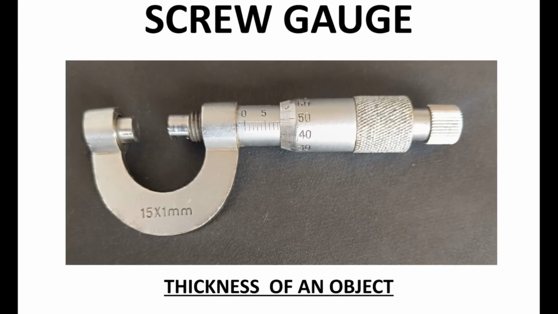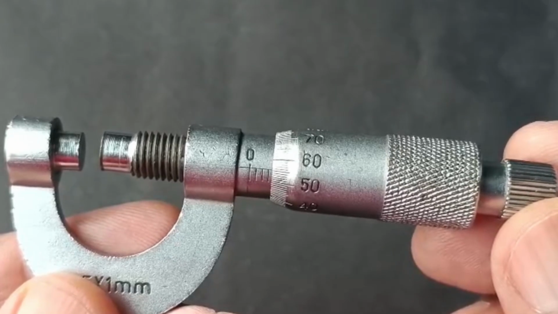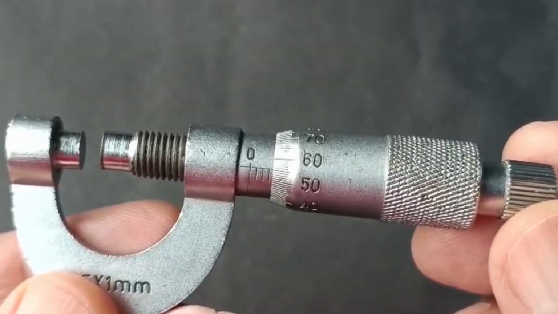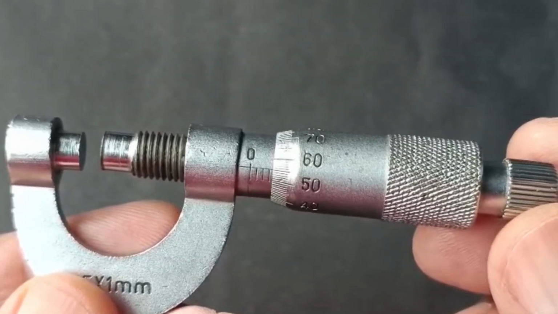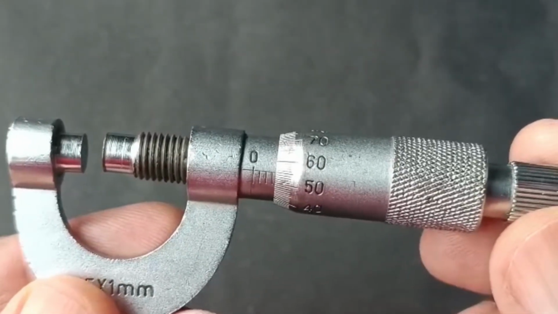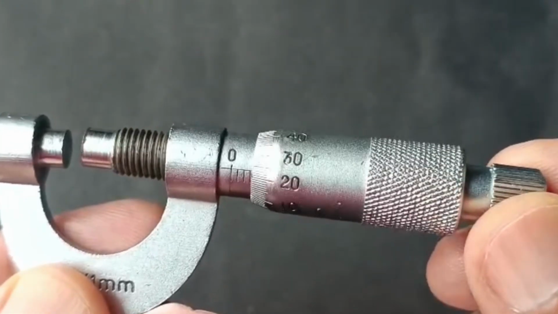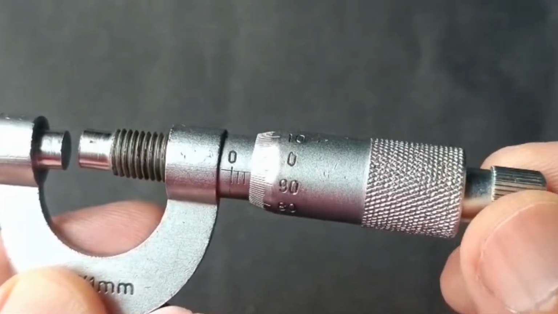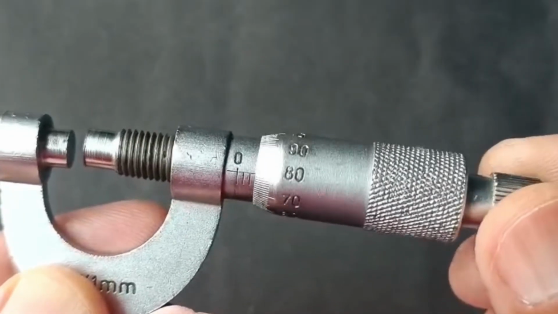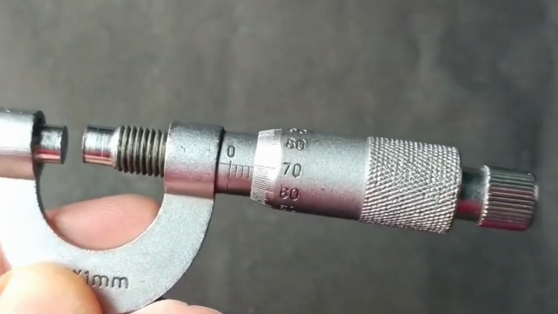In this video, I will share how to use screw gauge for measurement of thickness of very thin objects. Before sharing the procedure for measurement of thickness, let me briefly introduce the instrument screw gauge. Screw gauge has mainly two parts, fixed part and movable part. The movable part can be rotated over the fixed part. A scale is calibrated on both the parts, fixed as well as movable part.